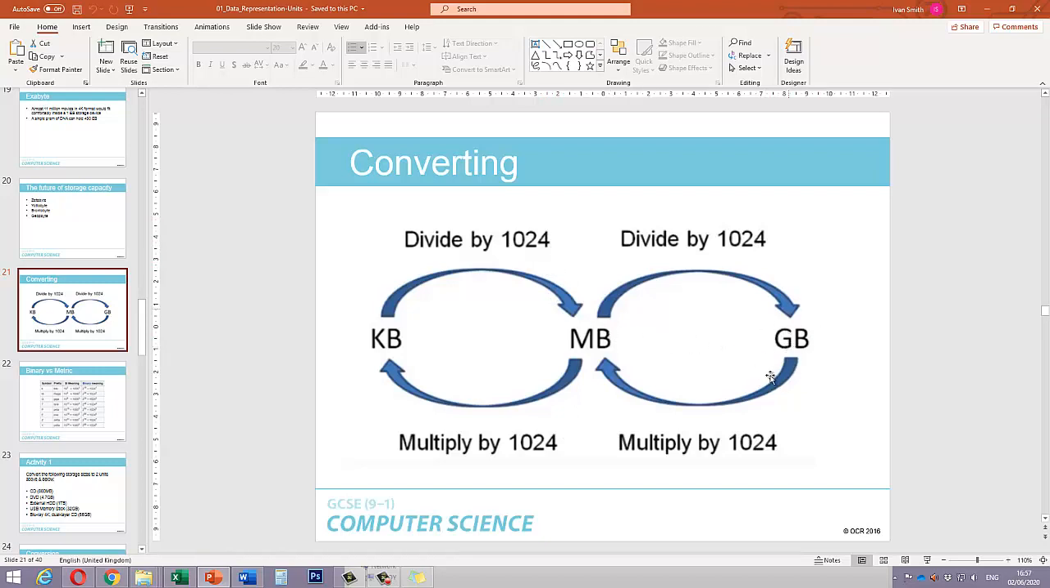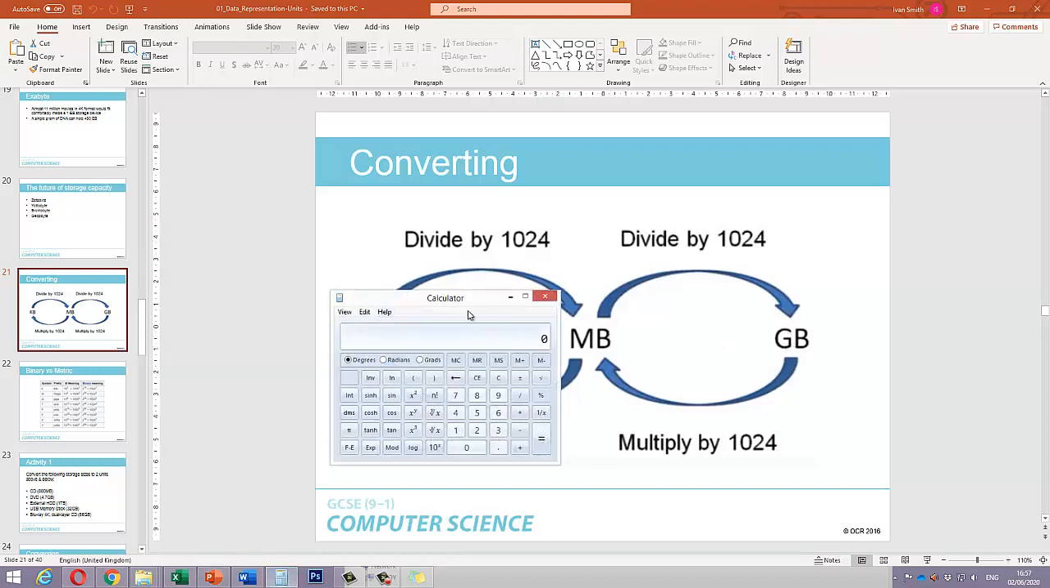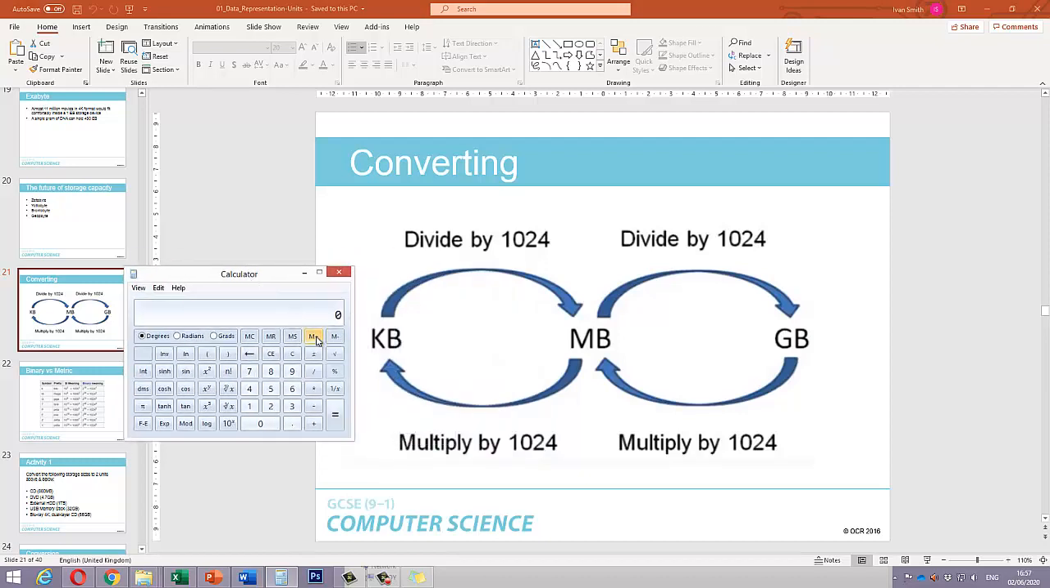For instance, if I have 1 gigabyte, and I want to represent this as megabytes, I'm going to multiply this by 1,000, and I get 1,000 megabytes in 1 gigabyte. If I wanted to represent this in kilobytes, I'm going to repeat the process and multiply by 1,000 until we get 1,000,000. So there are 1,000,000 kilobytes in 1 gigabyte.